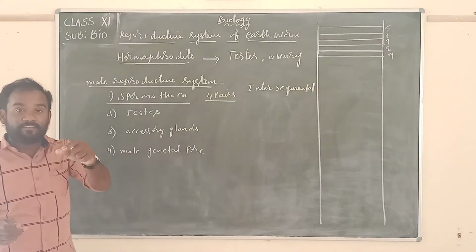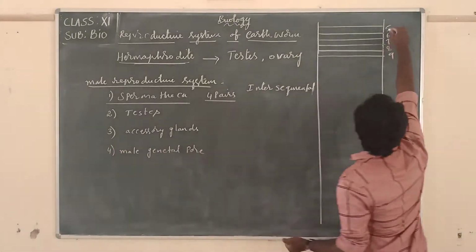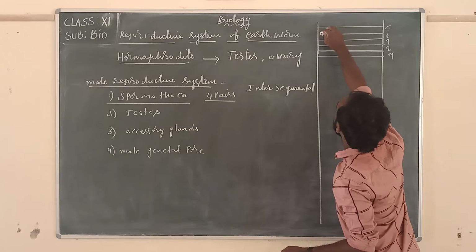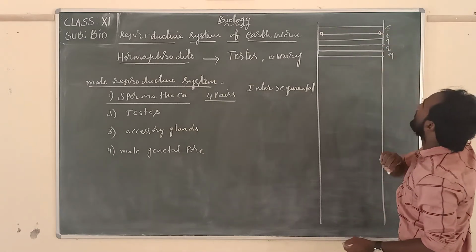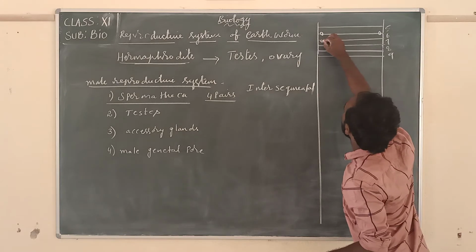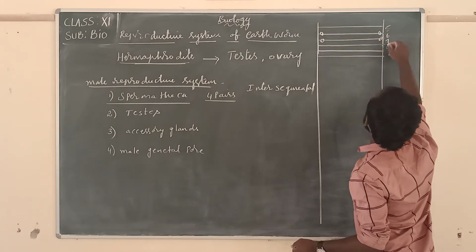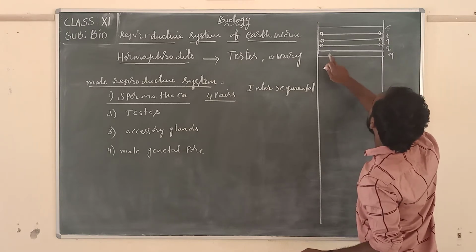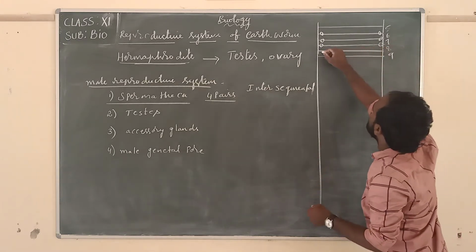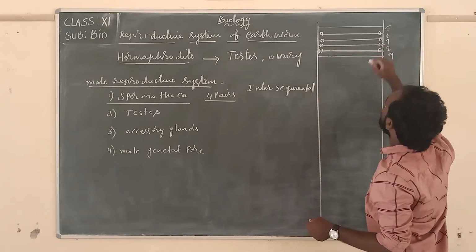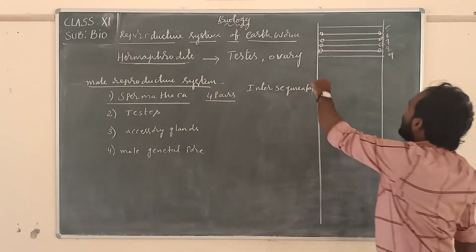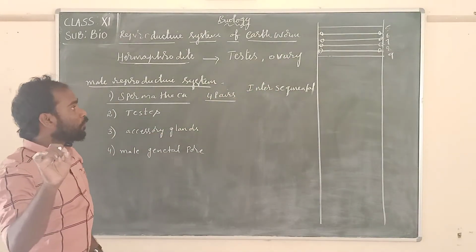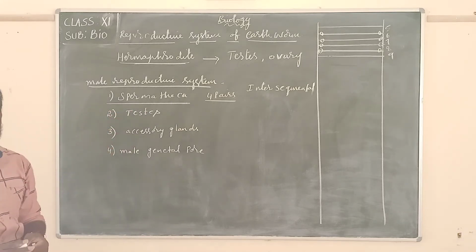Intersegmental in the sense between the 2 segments, that is, this is 5th segment, this is 6th segment. So here one pair of spermatheca. 6th, 7th, here one pair of spermatheca. 7th, 8th, here one pair of spermatheca. And 8th, 9th, here one pair of spermatheca. So totally 4 pairs of spermatheca are present.